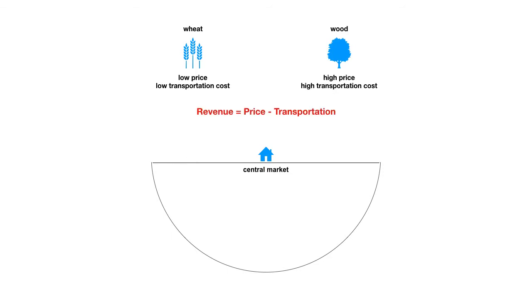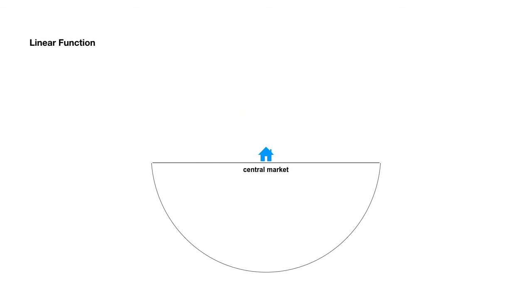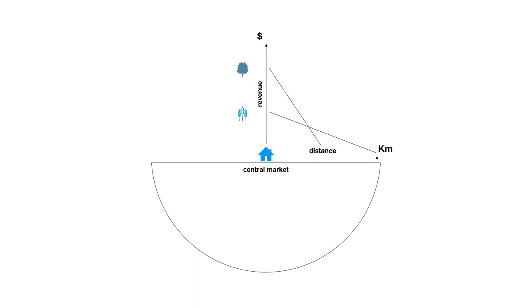The revenue of each product is therefore the difference between its price and its transportation cost. If we look at this relationship on a coordinate system, we see that the revenue is decreasing as a linear function the further the product has to be delivered. The wheat is starting with a relatively low revenue, but it's only slowly decreasing over distance because of its low transportation cost. The wood, on the other hand, is starting with a high revenue, but is decreasing much faster due to its high weight. This means the wood is generating a higher profit on the market, but only until a certain distance, when the transportation costs are consuming too much of the profit.